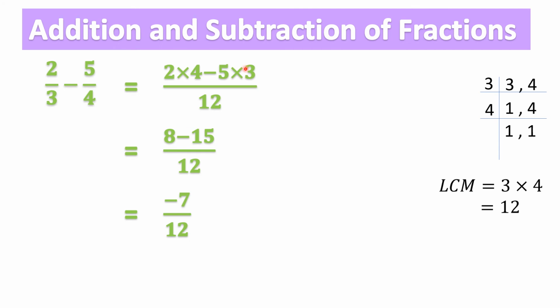So 5 into 3. Then you multiply it. 4 2s are 8, 5 3s are 15, and minus will remain minus itself. The only difference is the minus sign. All the other steps for addition and subtraction are the same, right? So 8 minus 15 is minus 7, and 12 will remain 12. So minus 7 by 12 is your answer. Let's take another example.